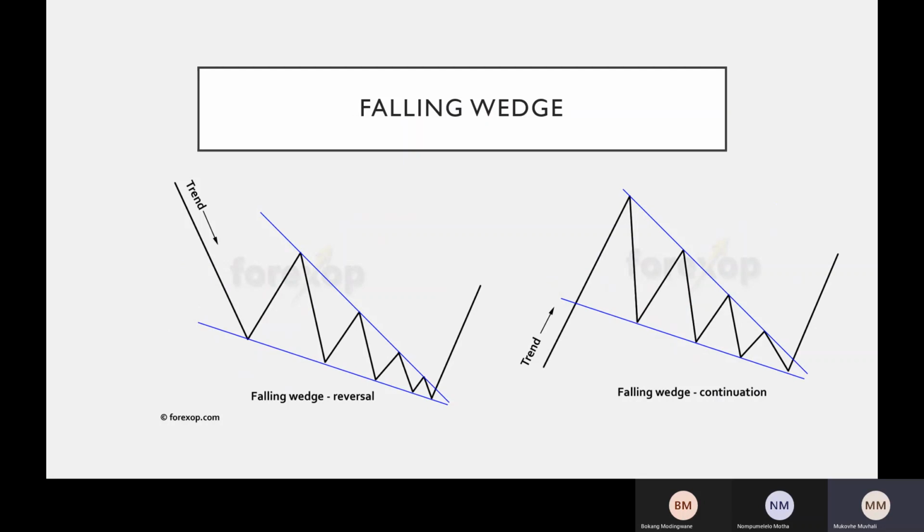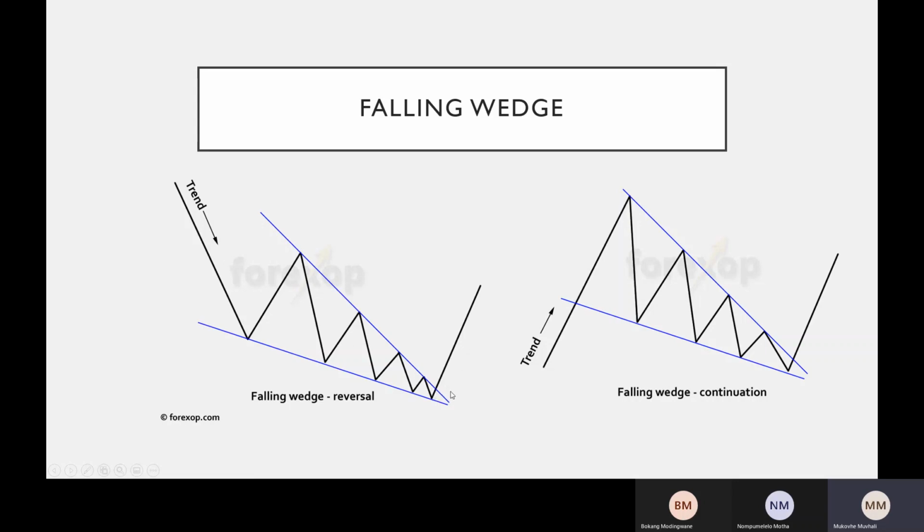Your falling wedge is more or less the same as the rising wedge. In this case, it's falling, as the name suggests. You have your downtrend, and then now you are having a trend reversal falling wedge. It forms a mini downward trend, which is the opposite of the upward trend that was formed by the rising wedge. With this downward trend, you trade it the same as the rising wedge, and you wait for it to be broken.